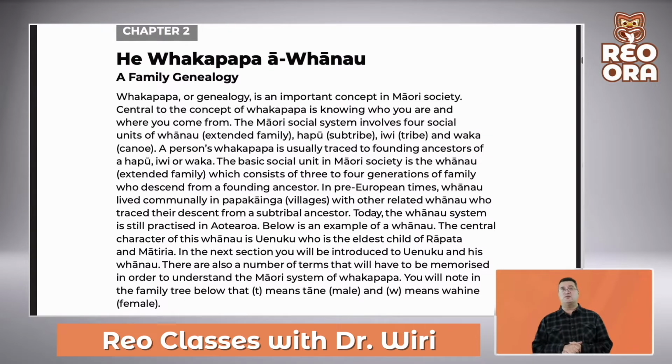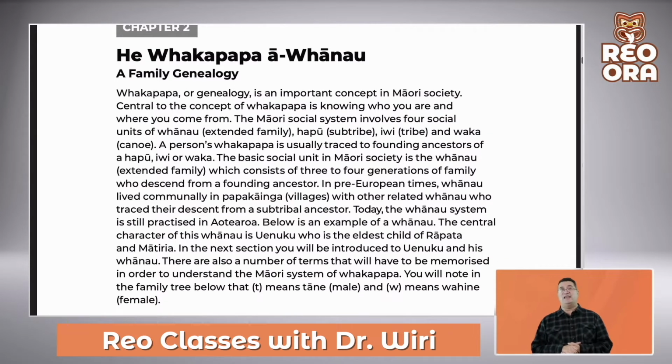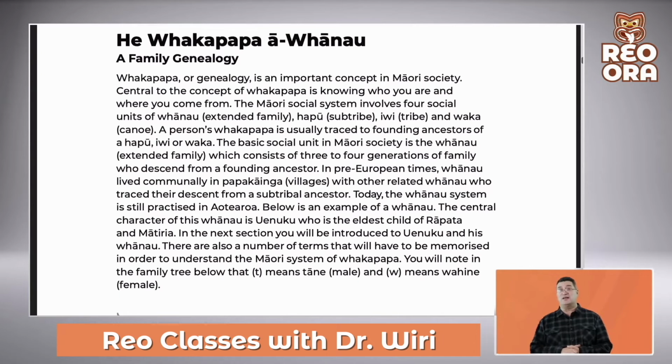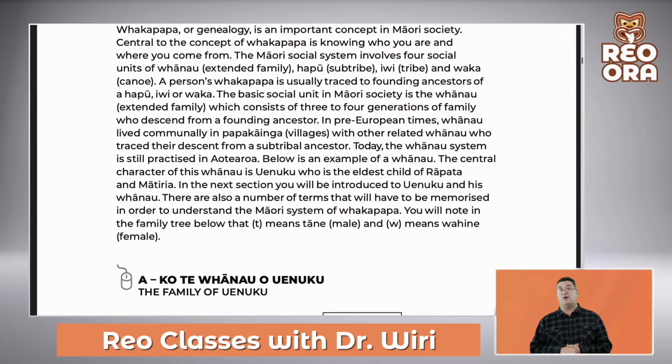Now, in our social system, we have 4 social units in Māori society. We have a waka, which is a canoe. We have an iwi, which is a tribe. You have a hapu, which is a sub-tribe. And you have whānau, which is your extended family. So I'll start off by talking about the waka.